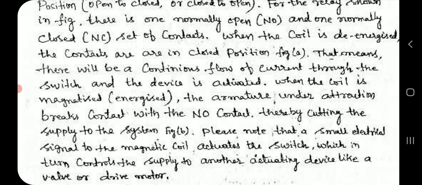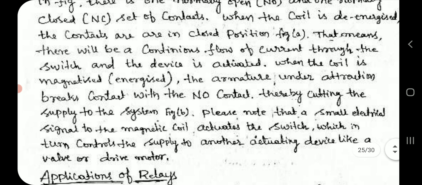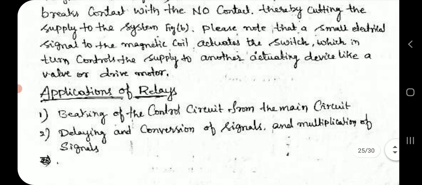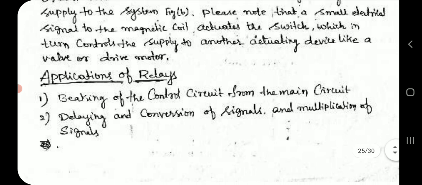supply to the system. Please note that a small electrical signal to the magnetic coil actuates the switch, which in turn controls the supply to another actuating device like a valve or drive motor. Applications of relays: breaking of the control circuit from the main circuit, delaying and conversion of signals, and multiplication of signals.